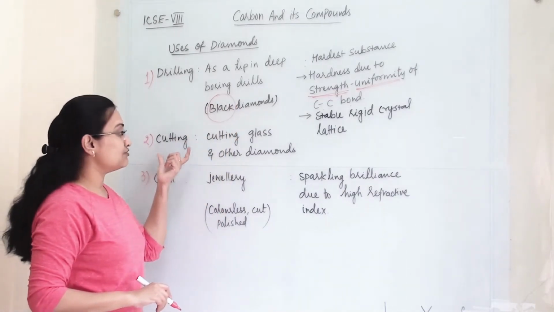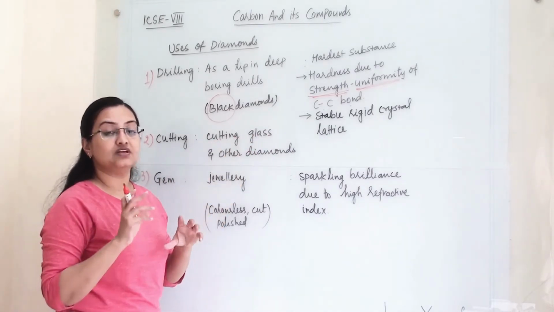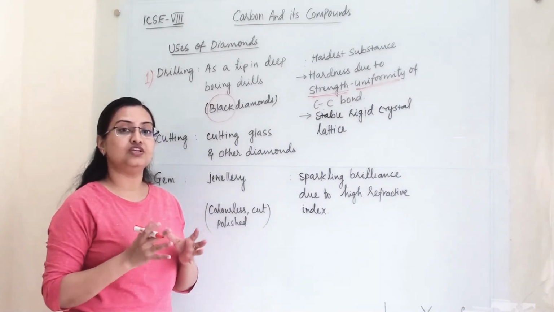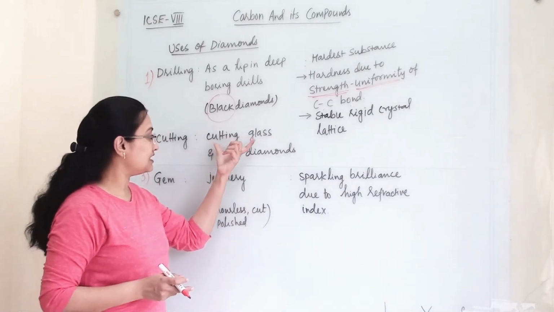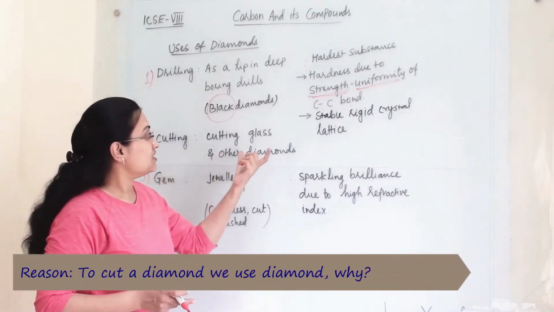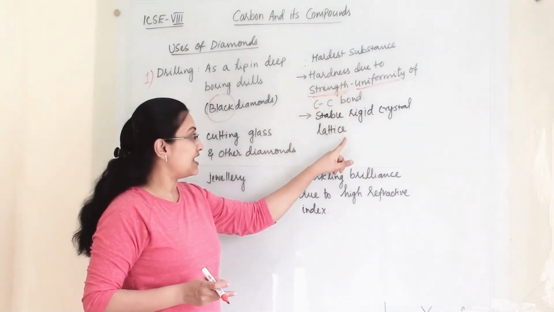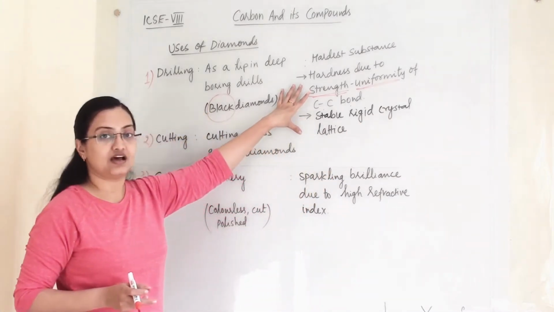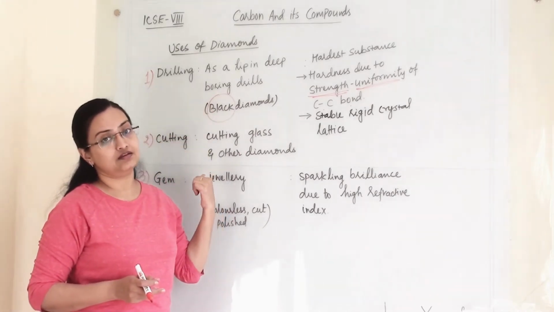Then in cutting, we use it for cutting glass and other diamonds. Sometimes when we are synthesizing diamond, and with some natural diamond also, we need to cut it to give a specific shape and polish. So we use diamond to cut glass and to cut other diamonds. Why? Because it is the hardest substance and it has a stable rigid crystal lattice. These two reasons explain why we use diamond in drilling and in cutting.